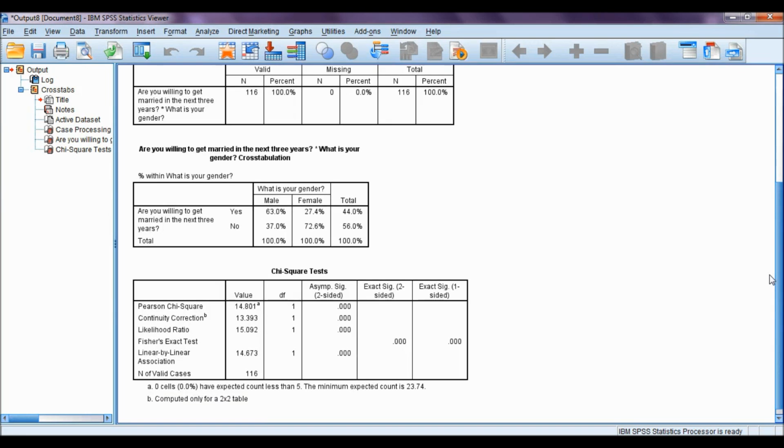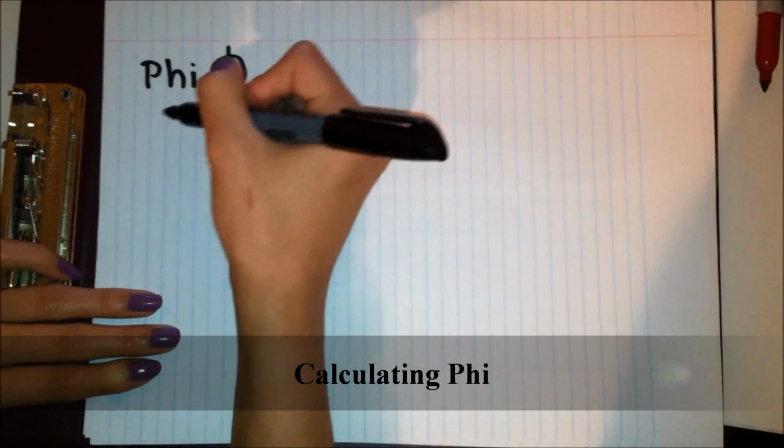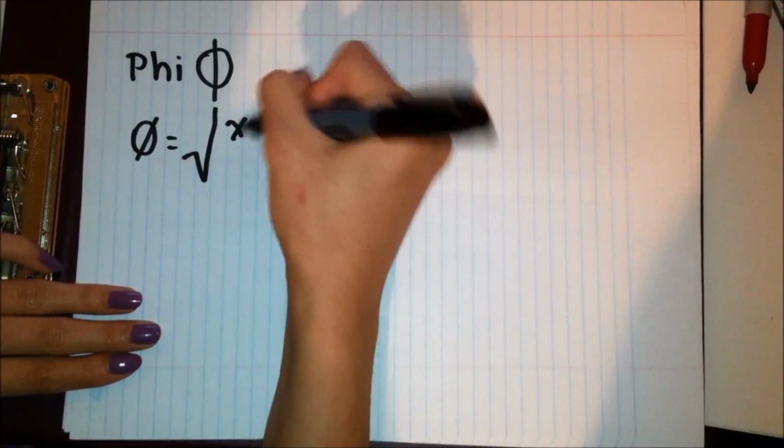Now that we have obtained the chi-square value, we are able to continue on to use bivariate association. The measures of association include the existence of a relationship between the variables, the strength of the relationship between the variables, and the pattern or direction of the relationship.